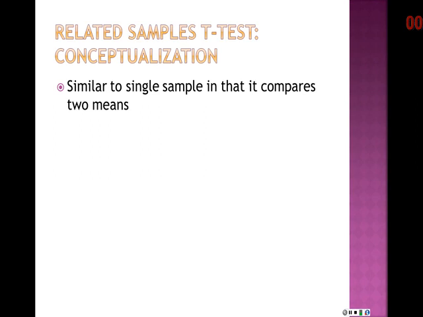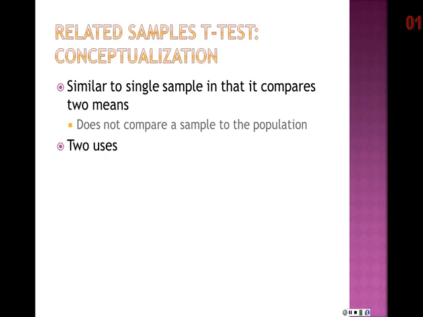So let's conceptualize this, and first let's relate this to the single sample t-test. This is similar to the single sample t-test and to all t-tests, where we're comparing two means to one another. In the single sample t-test, we're comparing a sample mean to a population mean, or a sample mean to a hypothesized number, right? The difference here in a related samples t-test is that we're not comparing the sample to a population.